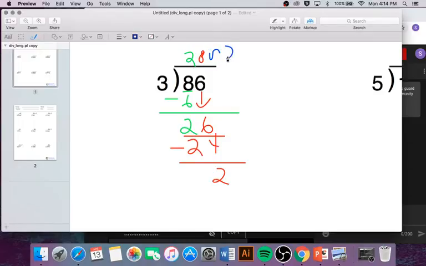Remainder 2. So our answer to 86 divided by 3 is 28 remainder 2.